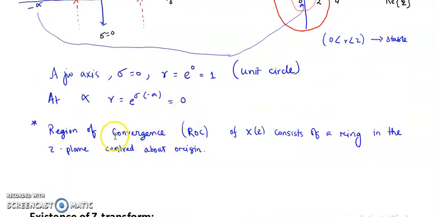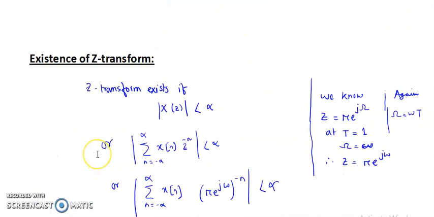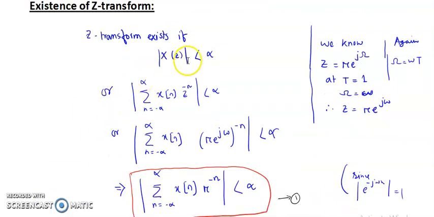The region of convergence of X(z) consists of a ring in the z-plane centered about the origin. So that is what we are discussing, that the ROCs are a circle surrounding the origin point in the z-transform output in the z-domain. Then existence of a z-transform: if the z-transform exists, we can say that the magnitude of X(z) should be less than infinity, then only we can say that the z-transform exists.